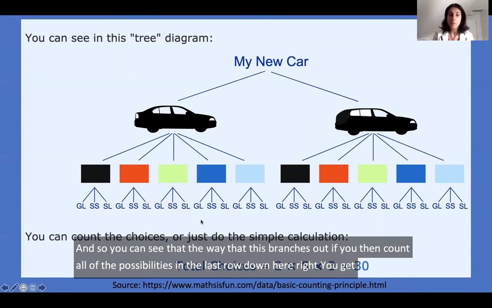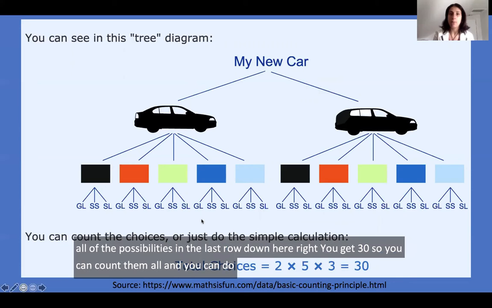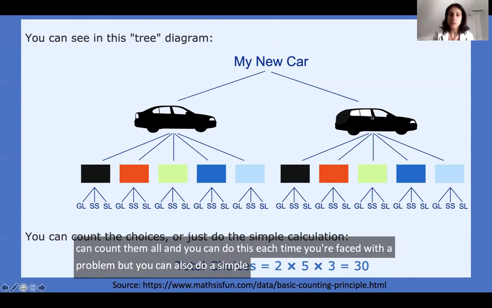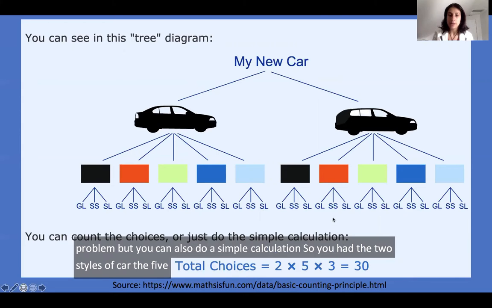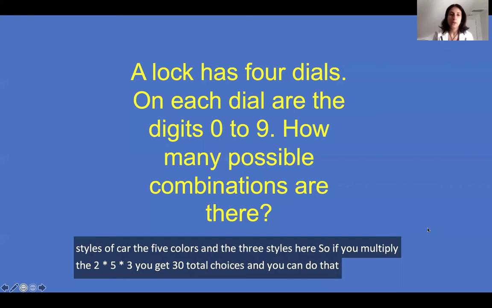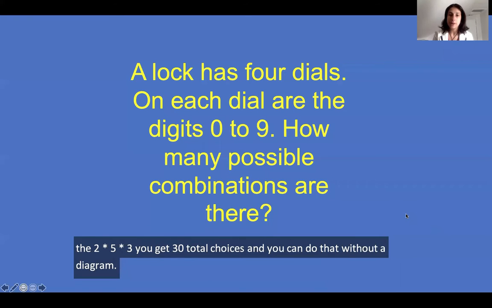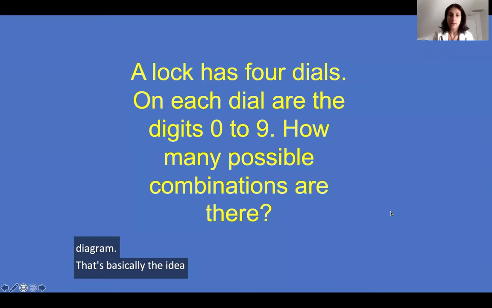So you can count them all, and you can do this each time you're faced with a problem, but you can also do a simple calculation. So you have the 2 styles of car, the 5 colors, and the 3 styles here. So if you multiply the 2 times 5 times 3, you get 30 total choices. And you can do that without a diagram. That's basically the idea behind the fundamental counting principle. So let's take a look at an example.